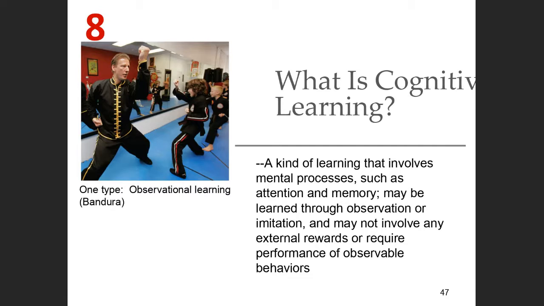So now one type of cognitive learning is Albert Bandura's observational learning. And this is where we imitate models in the environment. But we don't have to be rewarded for those behaviors that we do. And we don't even have to see the model actually doing something. We can imagine it. So there's a process involved, and it's much more complicated than simply responding to a stimulus.